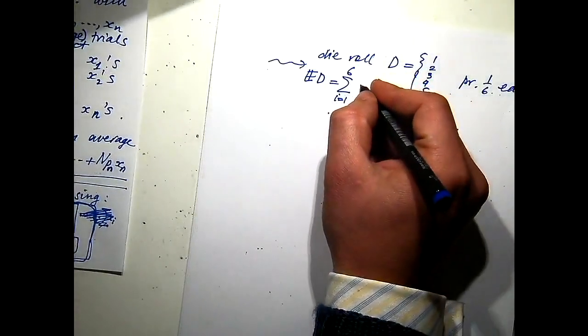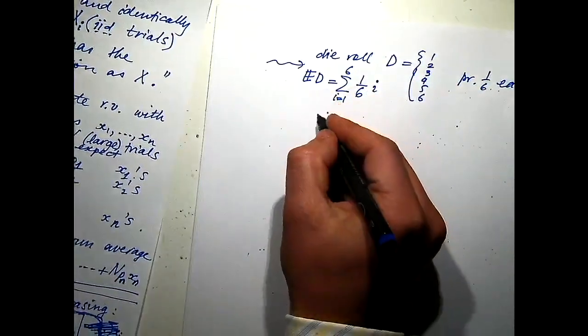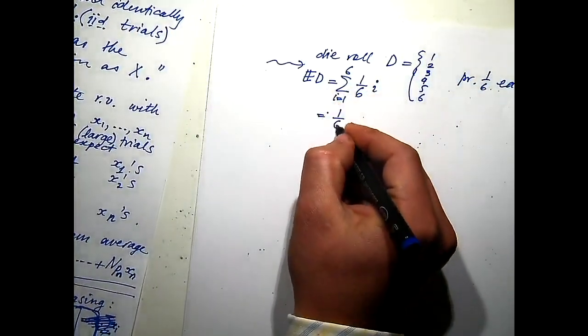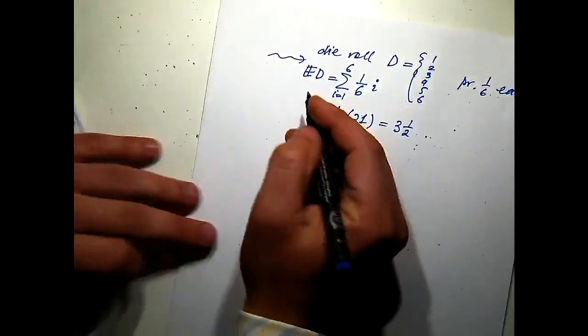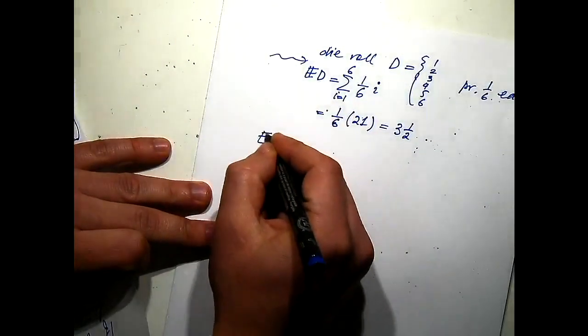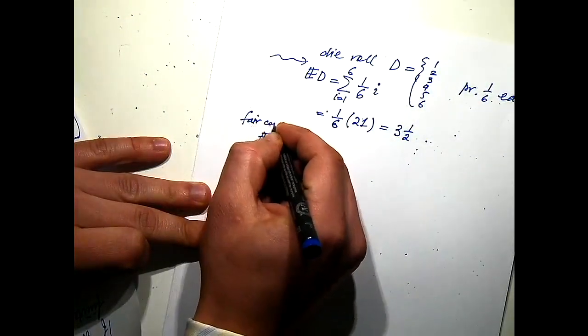So 1/6 is the probability times the value, which is i. It takes the values 1, 2, 3, 4, 5, 6. So that's 1/6 times the 6th triangular number, I guess, if you like, 21. So it is 3.5 as foreshadowed. Okay. And what about the expected value of, if you have a fair coin, these are the two examples we use all the time.